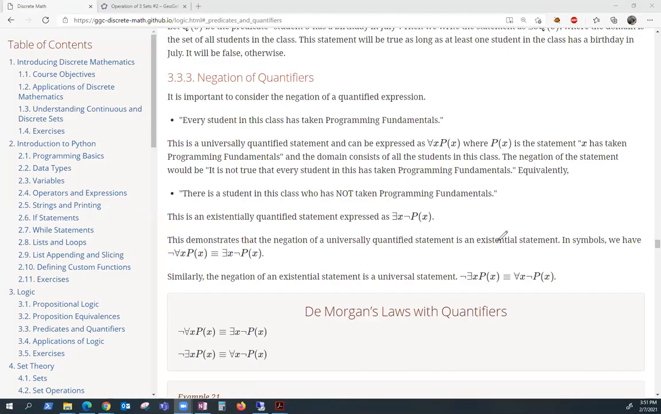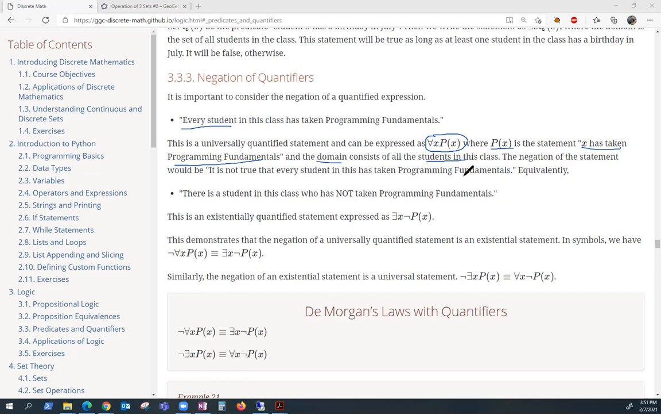All right, this last video on logic is going to cover negation of quantifiers as well as nested quantifiers. So negating quantifiers. Let's think about this. Every student in this class has taken programming fundamentals. This is a universally quantified statement, so we can express it as for all x, p of x, where p of x is x has taken programming fundamentals, and the domain is all students in the class.